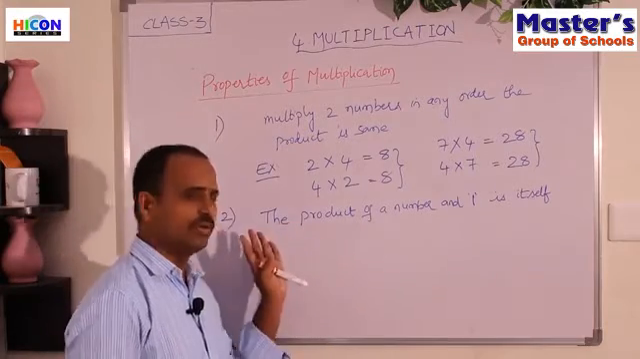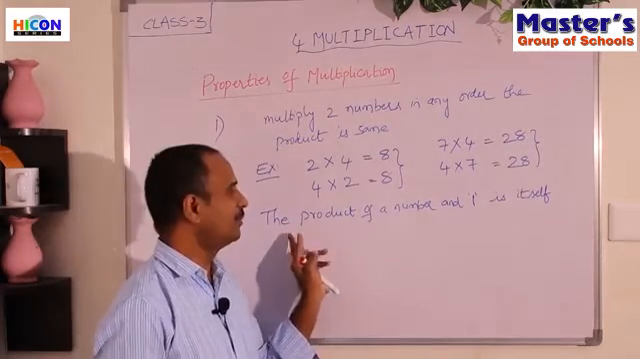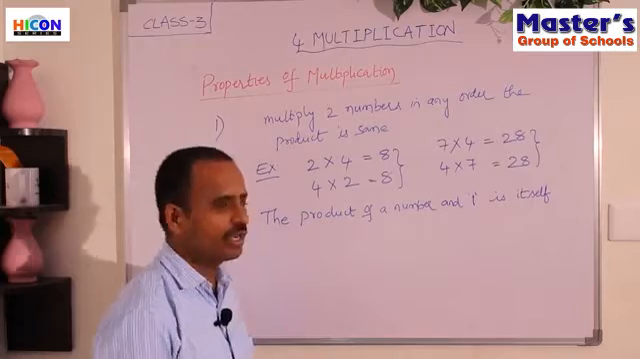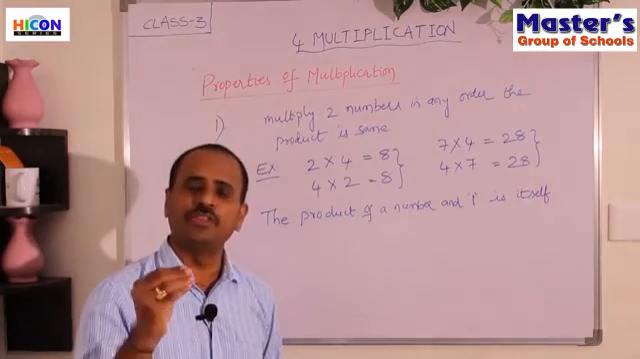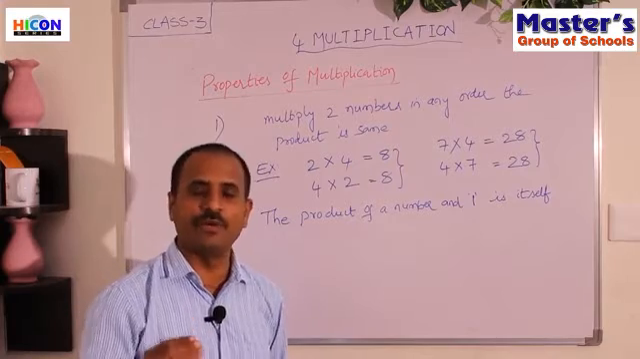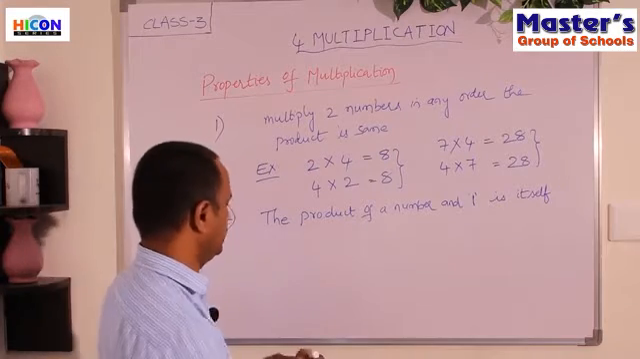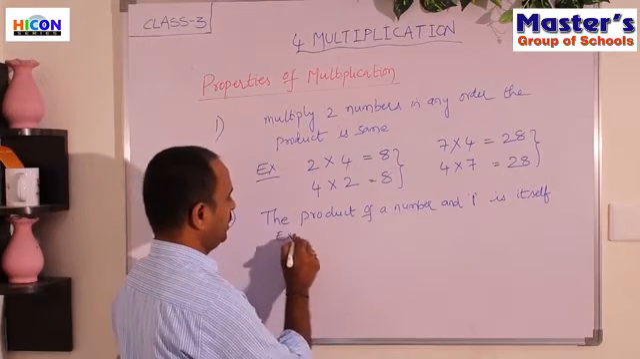So children, do you understand this property? What is the meaning of this property? The product of a number and 1. That means if you multiply any number with 1, you will get the same number as the product. So let us see an example.